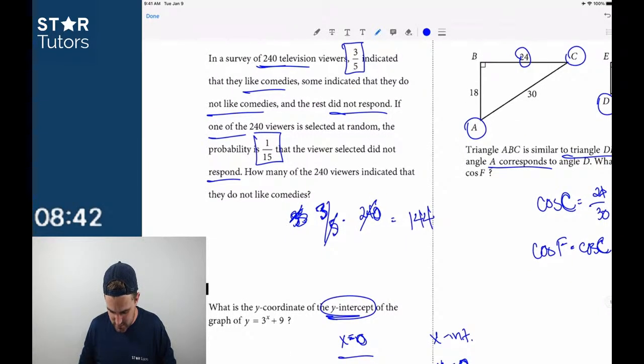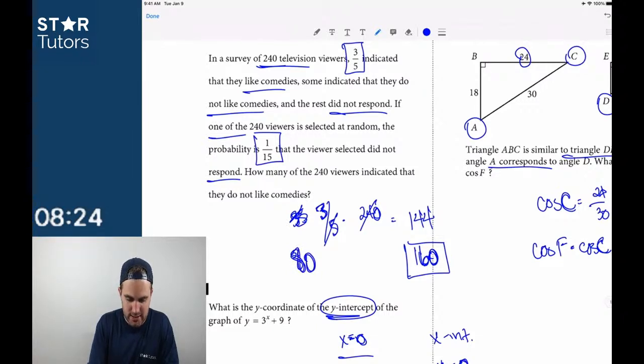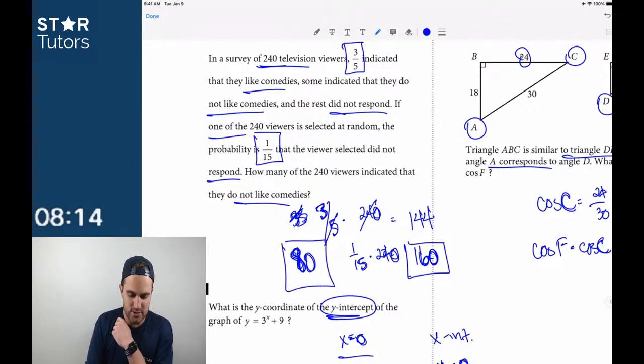1/15, right? So 240 divided by 15 equals 16. So 160 people. Okay, 16 plus 144. It said that they did not respond or that they liked comedies, meaning that 80 people did not like comedies because that's what's left over. I just did 1/15 times 240. That got me to 16, and then I added that to the 144. So 80 should be our answer here.